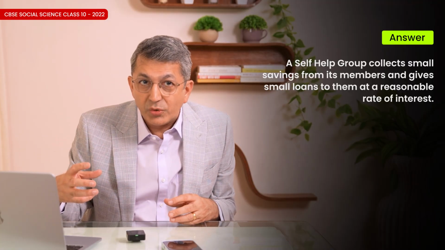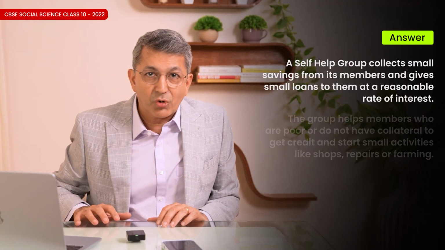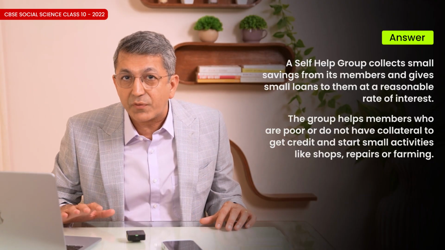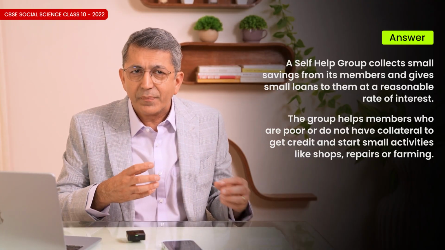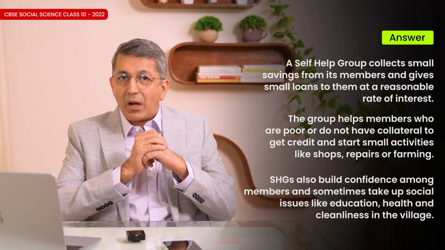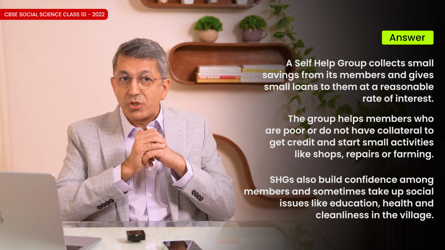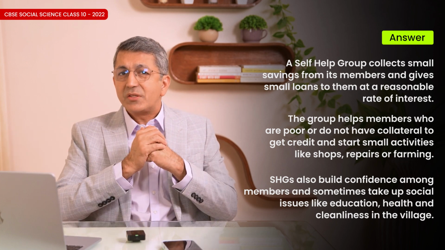Or question 6b. Explain the functions of self-help group, SHG. Concept clarity. SHGs empower poor, especially women, through collective savings and microcredit without collateral. Answer. A self-help group, SHG, collects small savings from its members and gives small loans to them at a reasonable rate of interest. The group helps members who are poor or do not have collateral to get credit and start small activities like shops, repairs, or farming. SHGs also build confidence among members and sometimes take up social issues like education, health and cleanliness in the village.